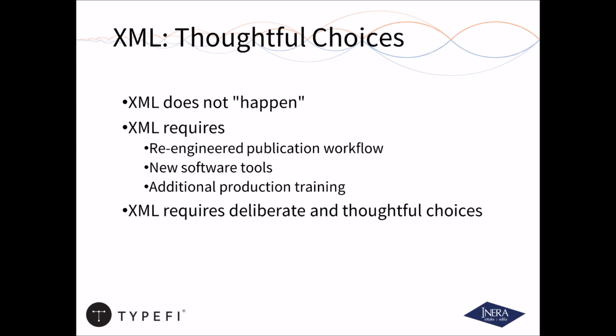How do you get to XML? That requires thoughtful choices. XML doesn't just happen. It's not something that you can wave your magic wand and the next day you'll have it. What XML does require is re-engineering your publication workflow, new software tools to go with that re-engineered workflow, and additional production training. So to get to XML, it requires deliberate and thoughtful choices. But the good news is that there's already a lot of history of how to do this well and how to do it efficiently, so that you don't have to invent a whole lot of new wheels in order to make this happen for your organization.